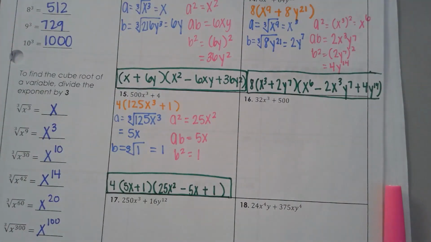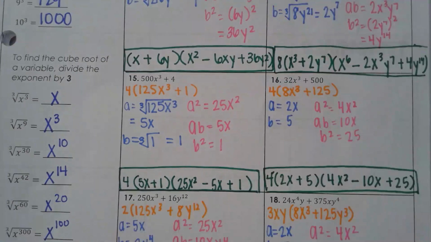I want you to try the last 3 problems. So number 16, your A is 2x, B is 5. A squared would be 4x squared. AB is 10x, and B squared is 25. So no questions on that one?